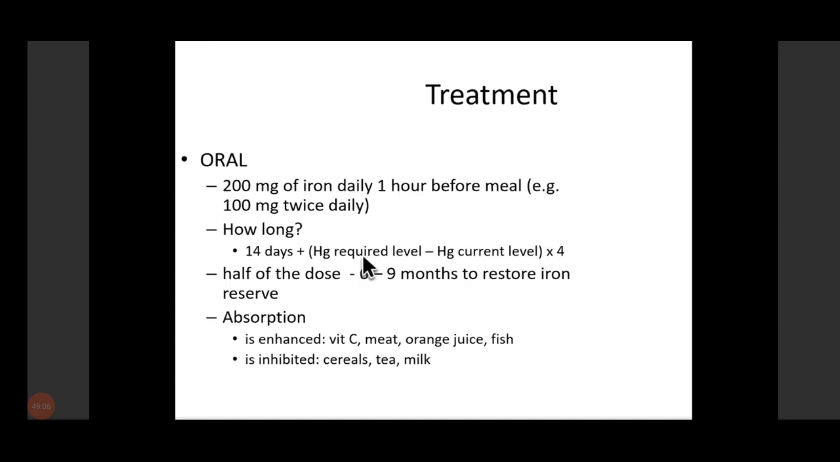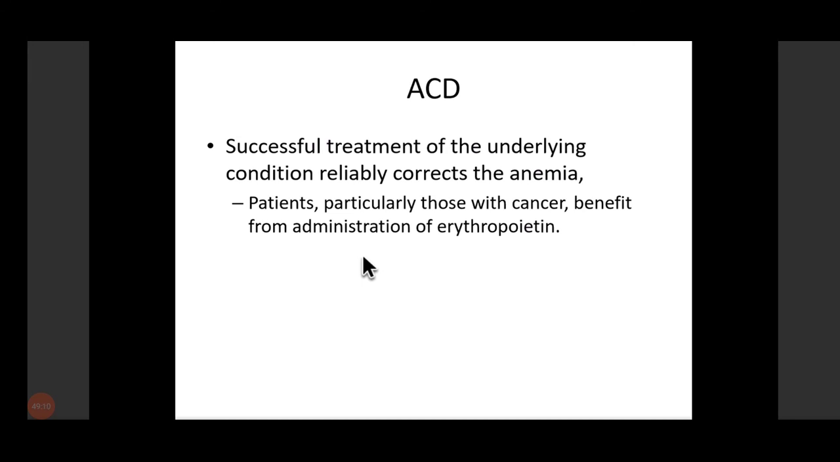Okay, this is the treatment for anemia of chronic disease. Here also you treat the underlying cause: treat the cancer, treat the rheumatoid arthritis, treat the osteomyelitis, treat TB properly, and in some cases of cancer you give them erythropoietin. That is all about iron deficiency anemia today.